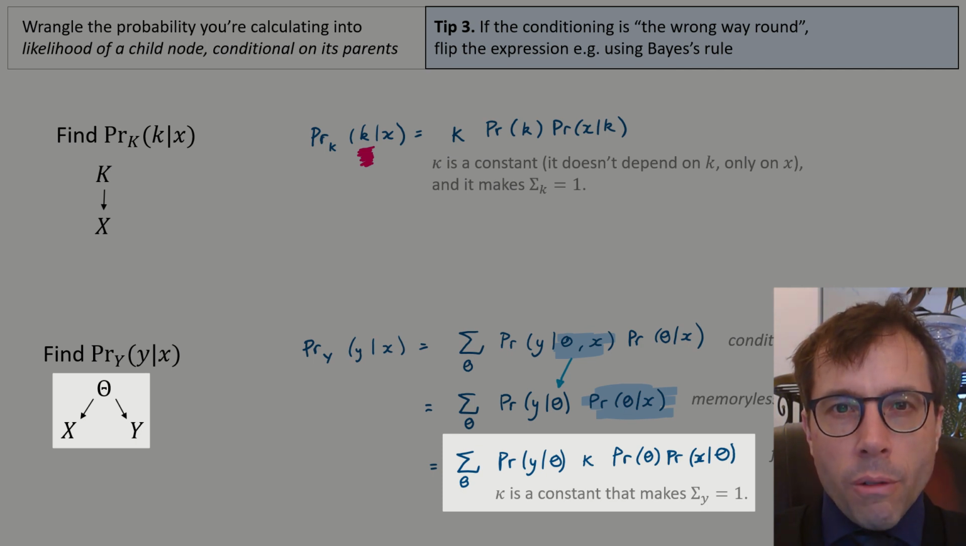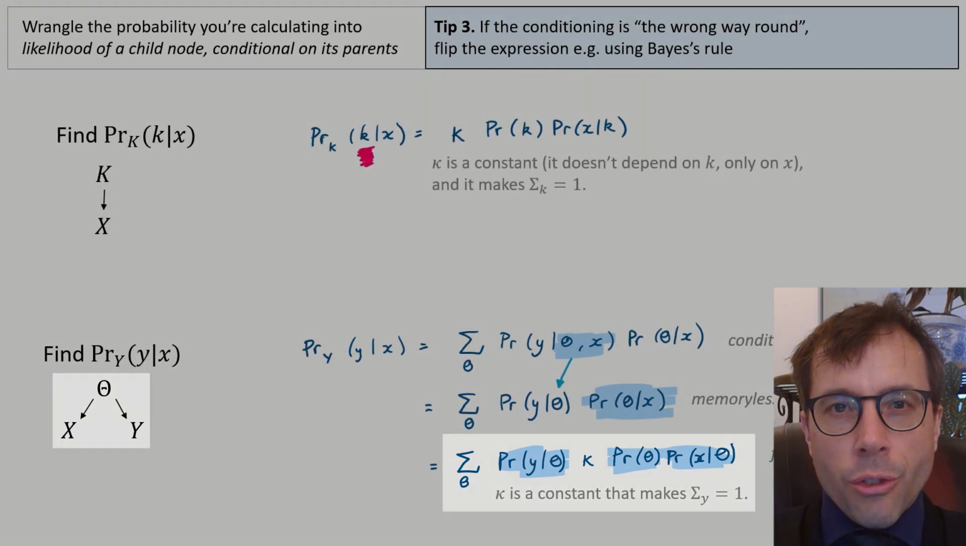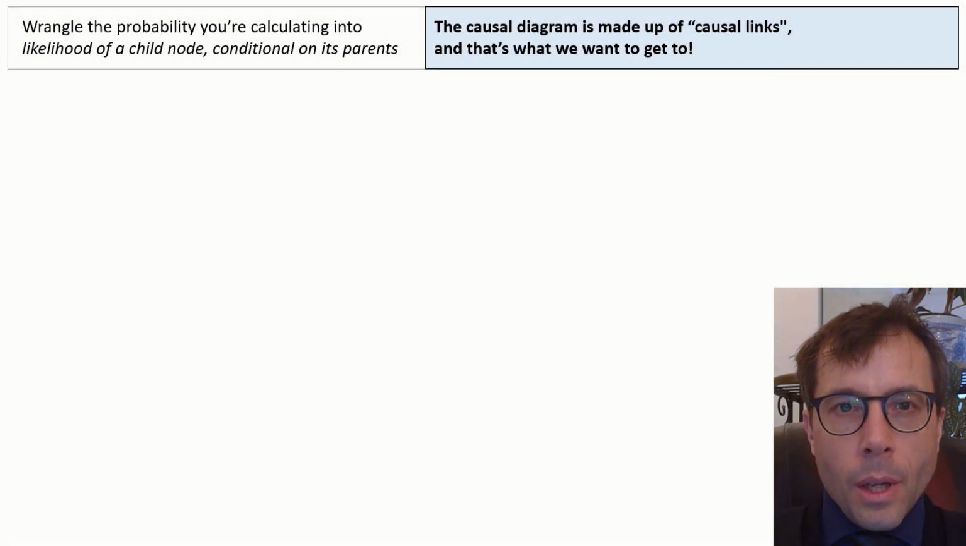There'll be text in the problem setup or code that says, here is the prior for theta. Here is how x was generated from theta. Here is how y was generated from theta. These links are called causal links. They're the edges in the causal diagram. The diagram reminds us what the causal links are that the question provides us with. When we're asked to calculate something, we just have to wrestle with it until it's in the form where we can just plug in the causal links from the question.